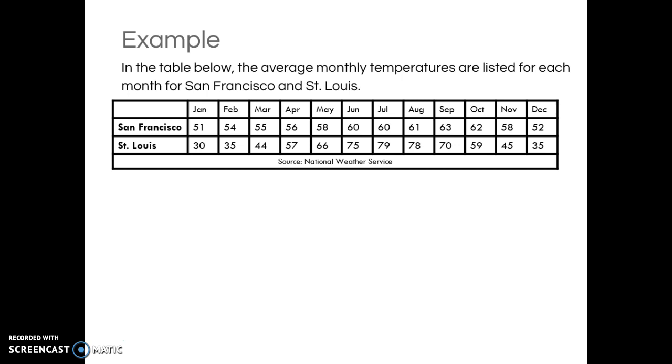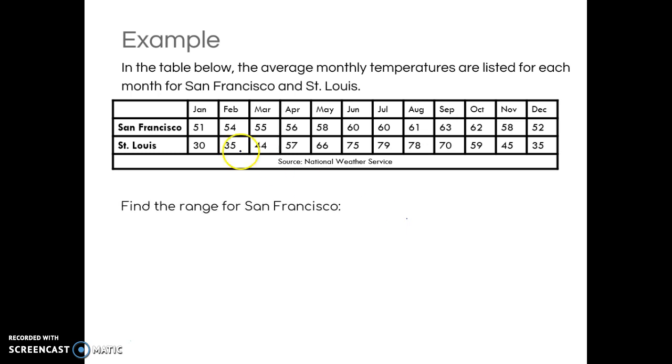Here's an example. In the table below, the average monthly temperatures are listed for each month for San Francisco and St. Louis. So you can see the monthly temperatures from January all the way through December for both of these places. So 51 is not how much the temperature is every day in January. It's just the average monthly temperature.